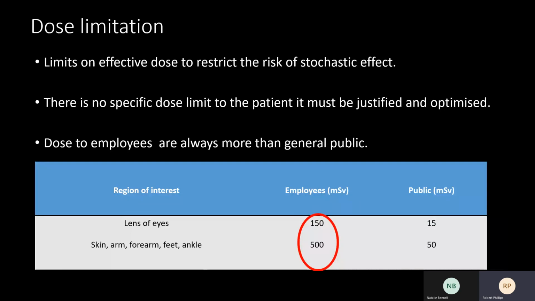And another important thing I would like to draw your attention to is that the dose limit for employees is almost 10 times more than for the general public, because they are paid for their work. So they will get economic benefit. And we know that the stochastic effect, or the effect of cancer, is directly proportional to the dose.